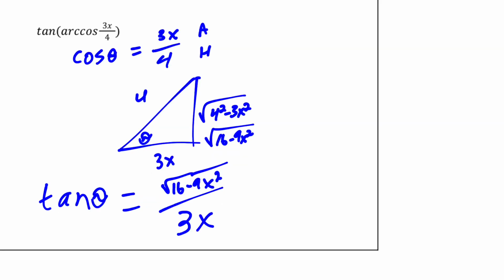If I look at cosine as 3x over 4, that's adjacent over hypotenuse, 3x and 4. So this is the square root of the hypotenuse squared minus the leg squared, which gives me the square root of 16 minus 9x squared. So if I use tangent, I have to use opposite over adjacent, and it's going to look like that. Since there's x involved, I just leave it as an algebraic expression, and I walk away.